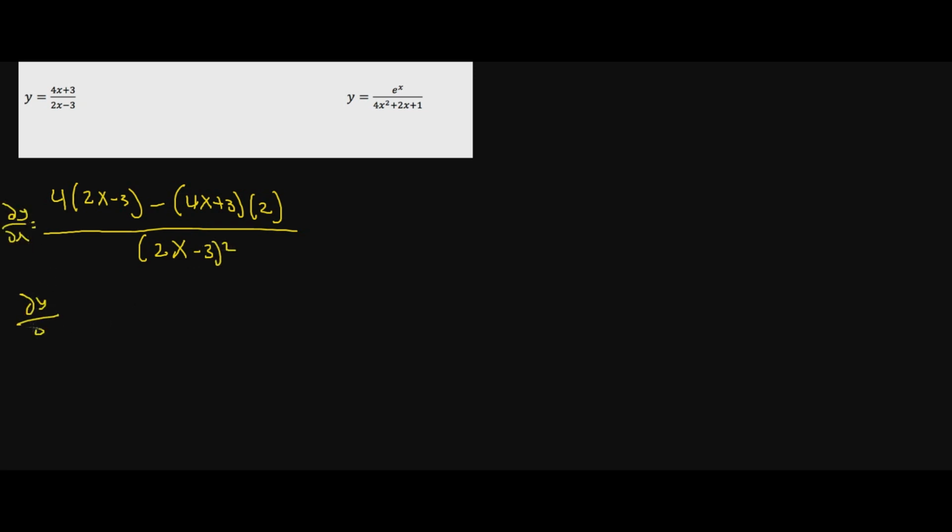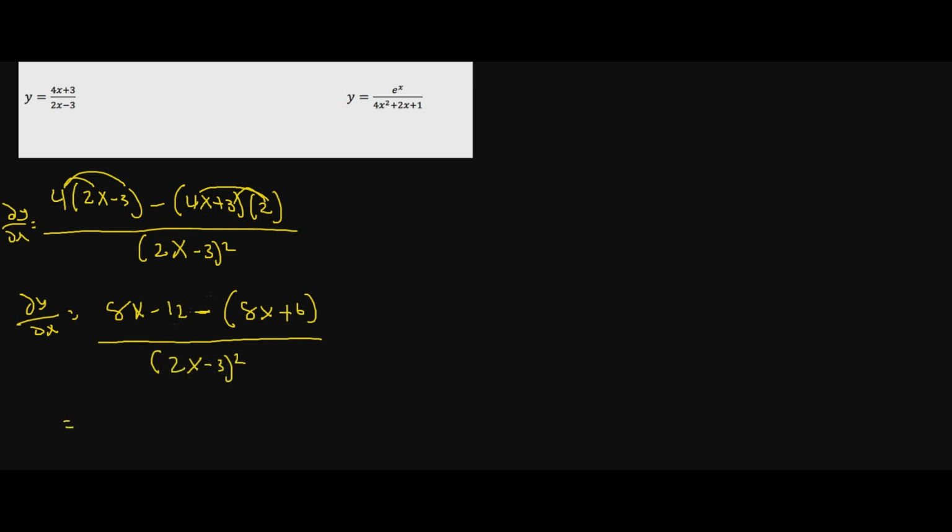So now we go dy dx is equal to, well, 4 times 2x is 8x. 4 times negative 3 is negative 12. Okay, 2 times 4x, let me put the minus sign, I'll put another set of parentheses, is 8x, and 3 times 2 is 6. Boom. Okay, now I'll distribute this across, and we're going to get 8x minus 12 minus 8x minus 6.